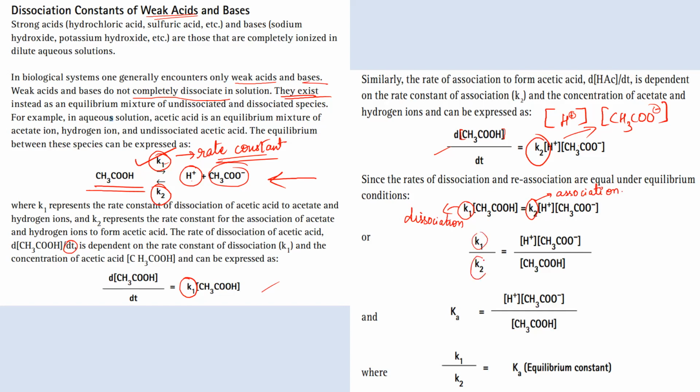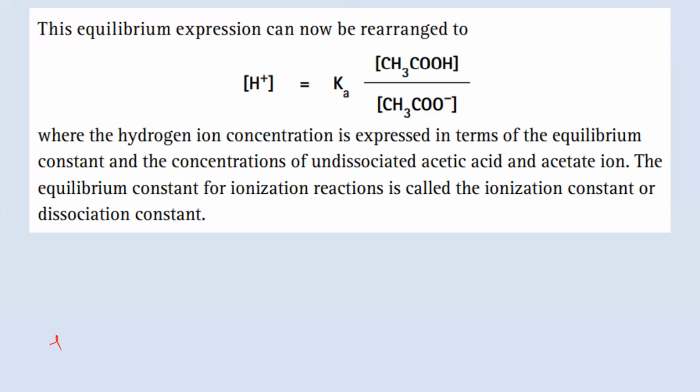Then if you take K1 by K2, bring the constants on the same side, and rearrange the equation, it becomes like this. Hence this K1 by K2, that is the dissociation constant by the association constant, gives you a new constant which is known as Ka, the equilibrium constant. So the equilibrium constant of, say, acetic acid is written like this. If you know the concentrations in numbers, then you can calculate the equilibrium constant of this particular acid, or if it is a base, then you can calculate that.